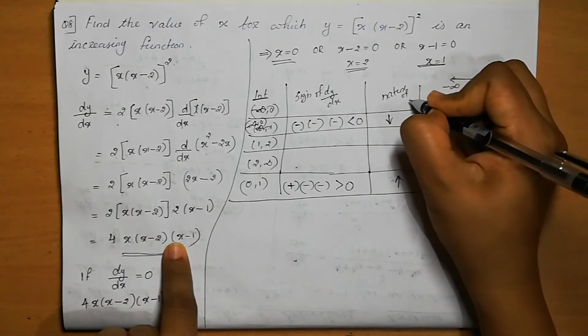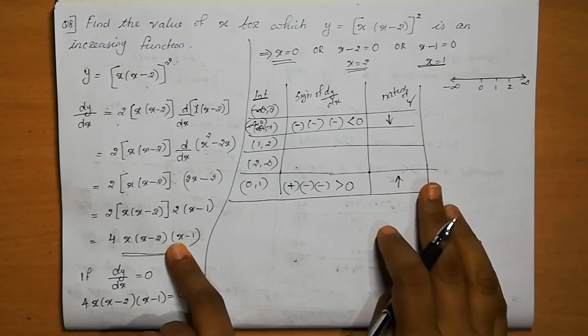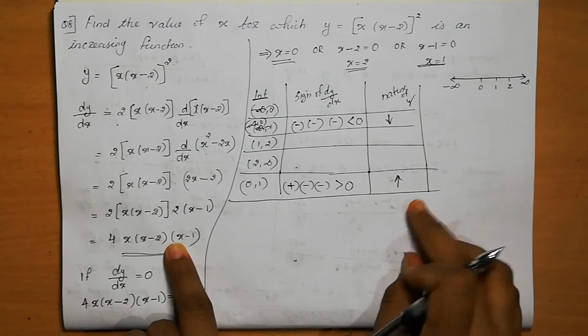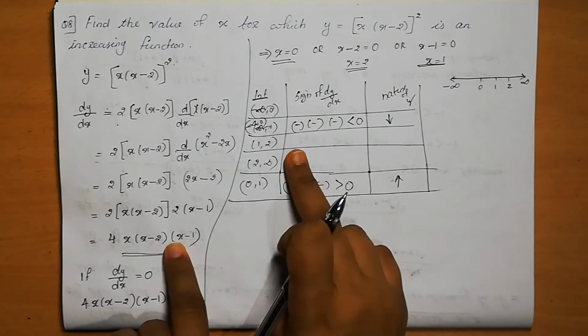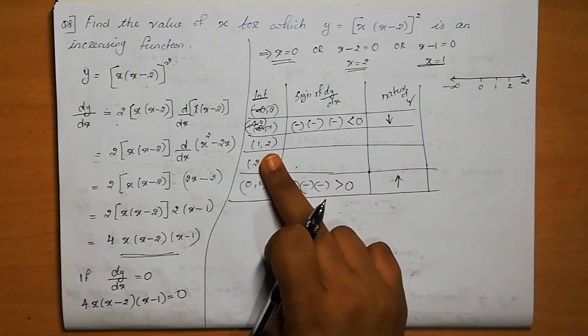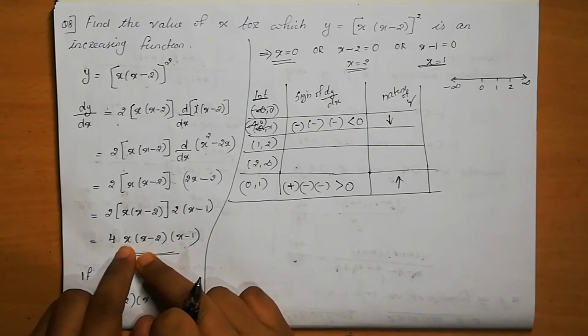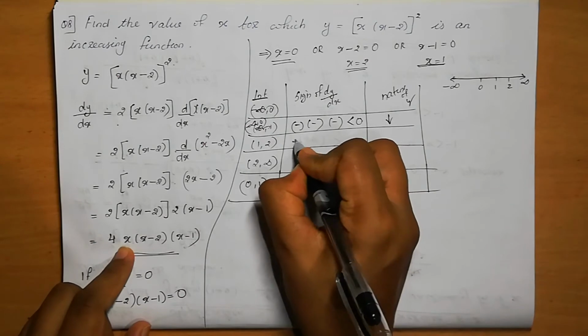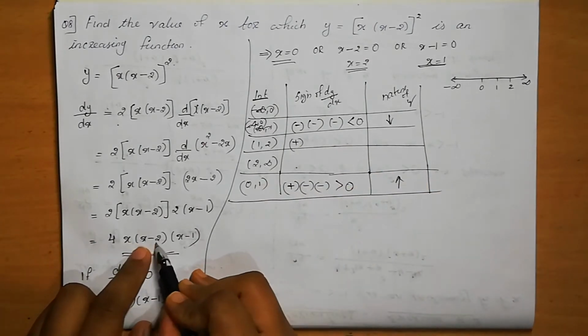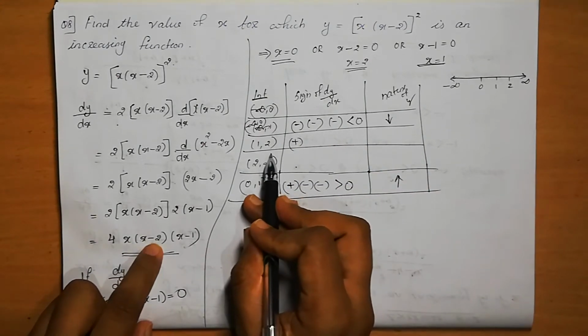Nature of y. The function is y only, right? Nature of y: the function is increasing. Next, the integral is 1 to 2. 1 to 2 means we can take 1.5, 1.6, 1.3 like that. So anyway, that is positive, which means the first one is plus. Next, 1.2, 1.3 up to 1.9 only we can take, right?